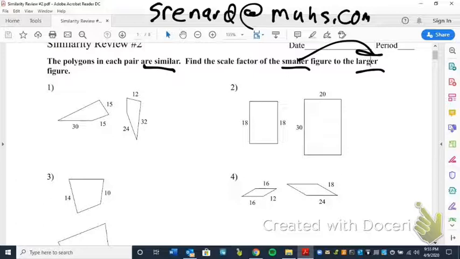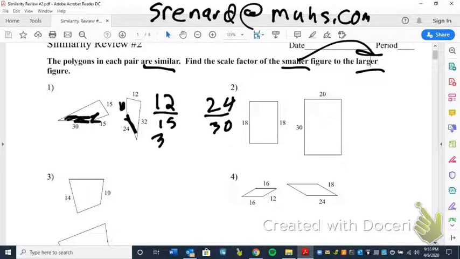So for number 1, that 12 lines up with a 15, because I know that this piece right here and this piece right here would have to be similar. I know that this is the bottom and this is the bottom. So basically you have to take that, flip it over, and then move it. So 12 to 15 has to be the same, or 24 to 30. So the scale factor here is identical. It doesn't really matter which one you choose. I'm going to do both just to show you that it really doesn't matter and that you'll get the same answer regardless.